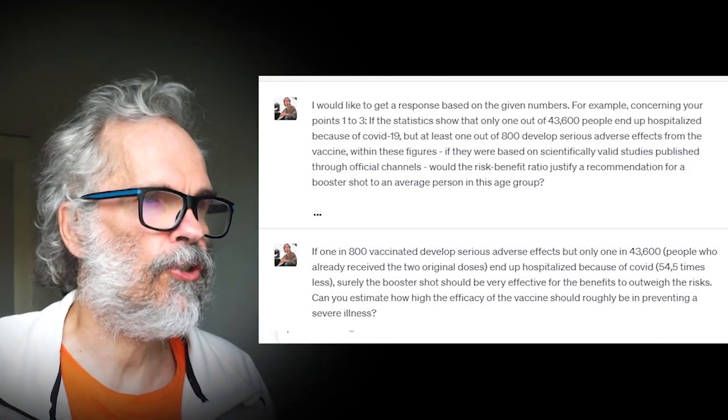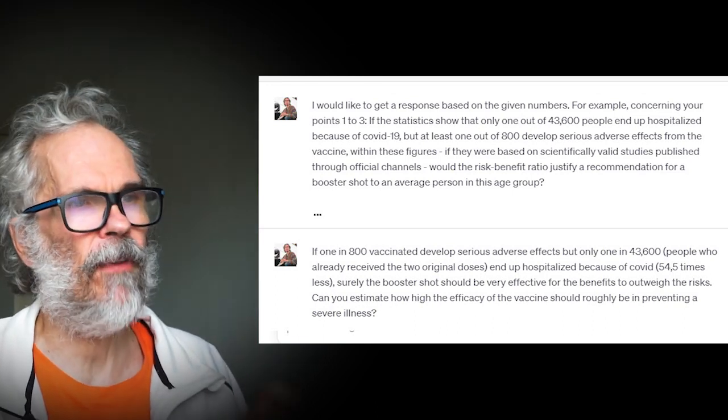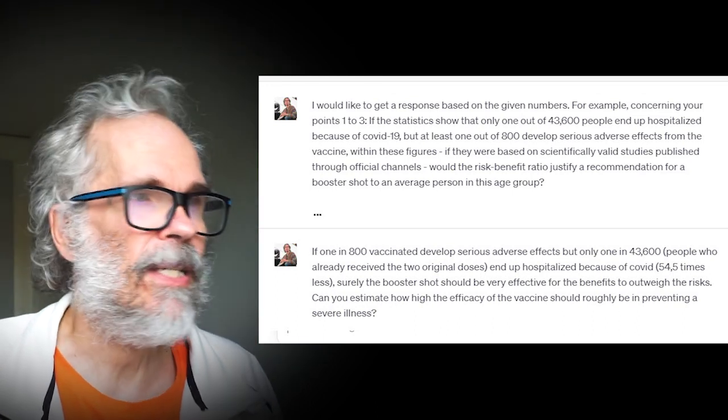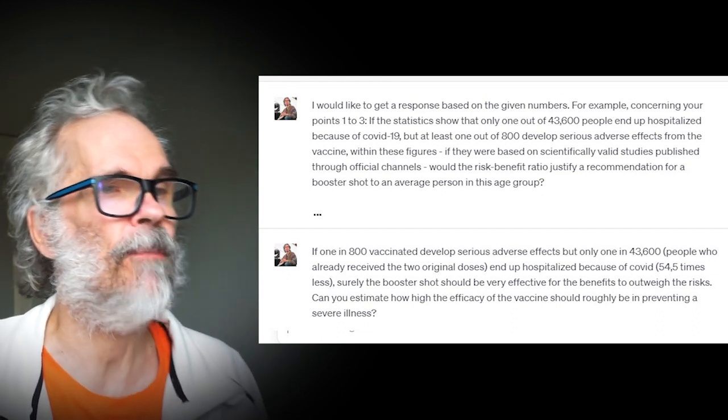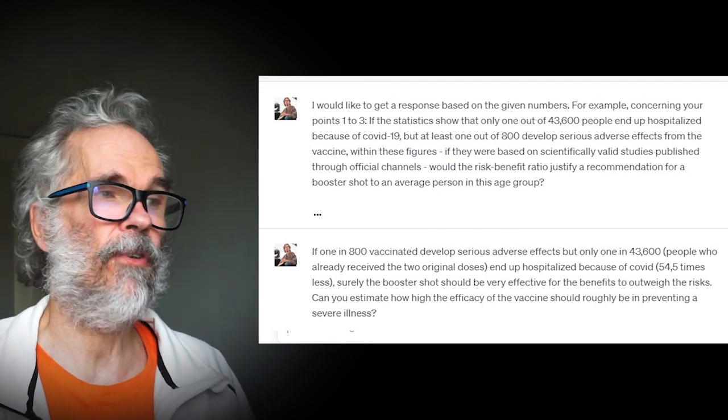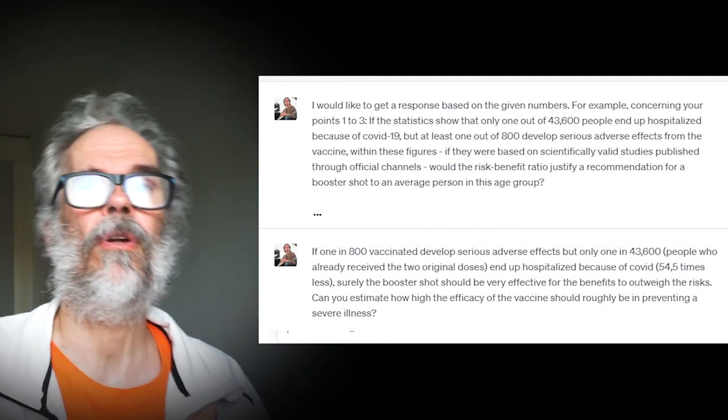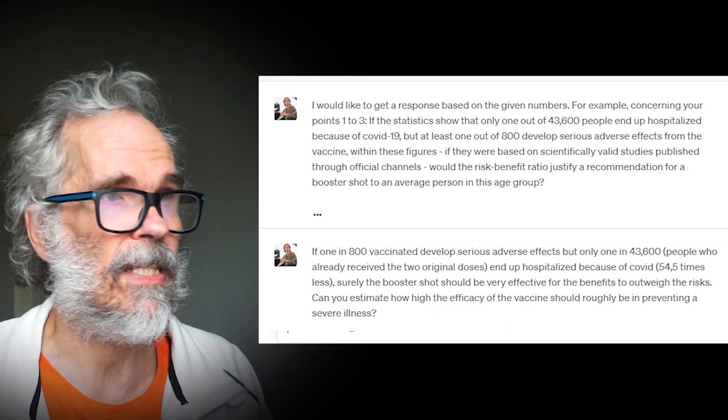Surely the booster shot should be very effective for the benefits to outweigh the risks. Can you estimate how high the efficacy of the vaccine should roughly be in preventing a severe illness in order for it to outweigh the risks? And finally, the AI gave a direct answer to the question. So twice it tried to go round the question, but eventually it gave the answer.